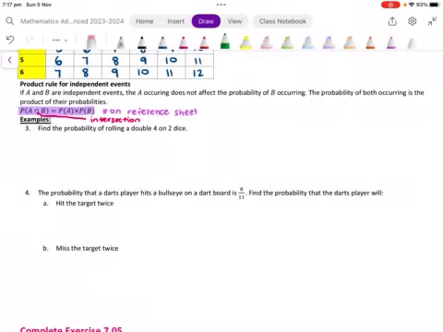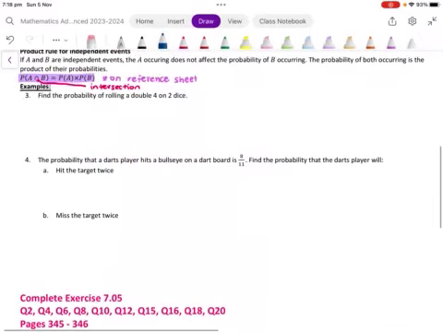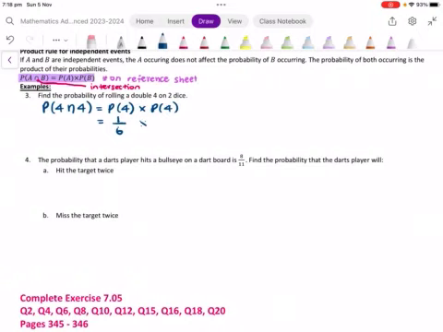So the first example is find the probability of rolling a double 4 on a dice. So that is the probability of finding a 4 and a 4. So the probability of finding a 4 times the probability of finding a 4 is equal to, well, the probability of finding a 4 is 1 over 6 times the probability of rolling a 4 is 1 over 6. So when we multiply these together, we get 1 over 36.